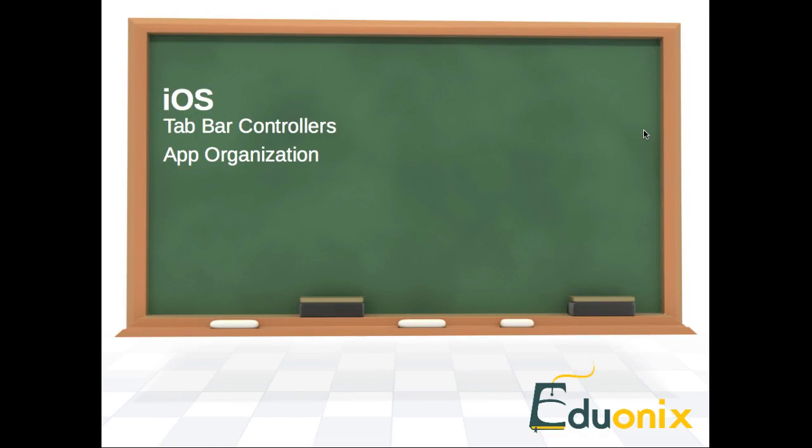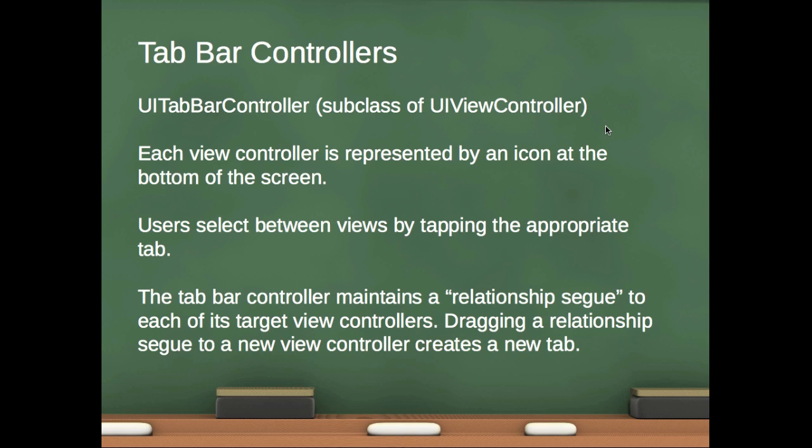Hi, in this discussion, we're going to begin with a discussion of tab bar controllers, which are really fairly simple to comprehend. And then we're going to talk about organizing an application using tab bar controllers and also navigation controllers, and how to best apply these two types of controllers in order to achieve a good, coherent, cohesive application organization. So let's get started here.